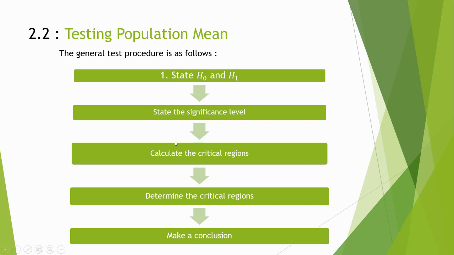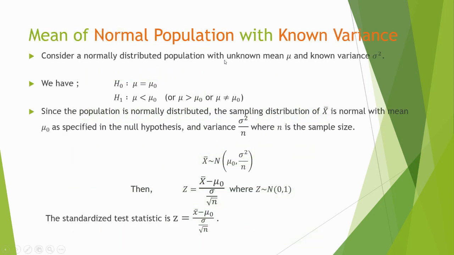Okay, remember from the previous slide just now, if the value of your test statistic Z falls in the critical region, then H naught will be rejected and you will accept H one. Okay, remember that one, the one that I highlighted in red color in the previous slide. Okay, mean of a normal population with known variance. Okay, now you want to find the mean for a normal population and you know the variance.